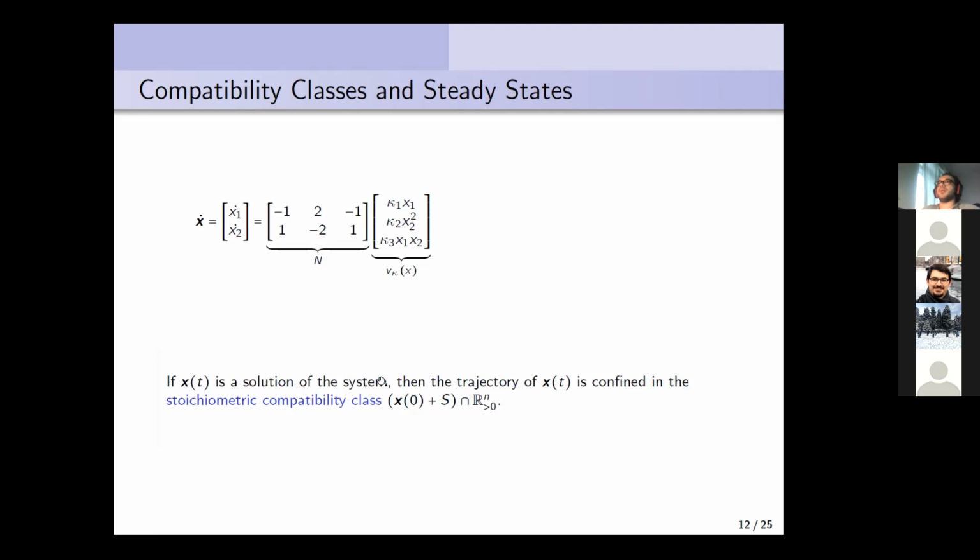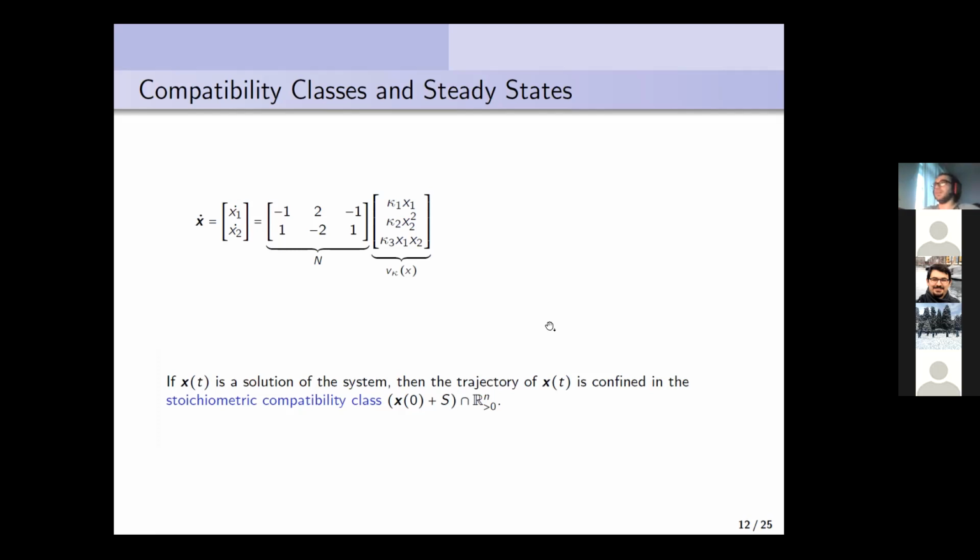So basically, what is going on here is that this matrix N is dictating where, given a point in the solution of the system, the solution can go, and the solution cannot leave this stoichiometric subspace that is generated by this matrix N. This is essentially what we call the stoichiometric compatibility class. Given an initial amount, the solution can only go into a certain place in the space, and this is the stoichiometric compatibility class that you get from this point.